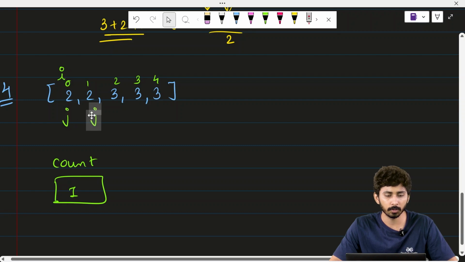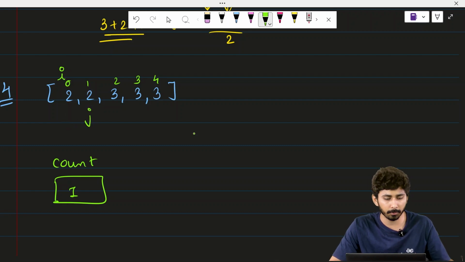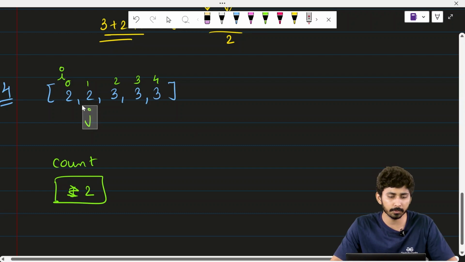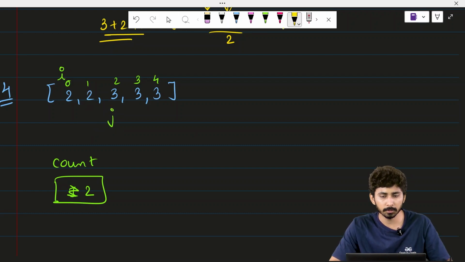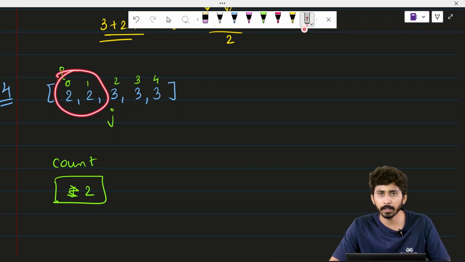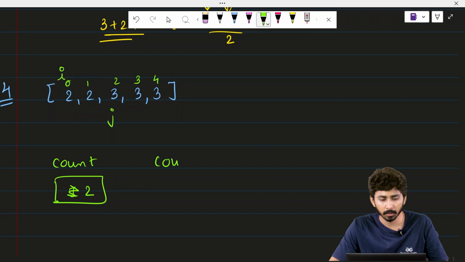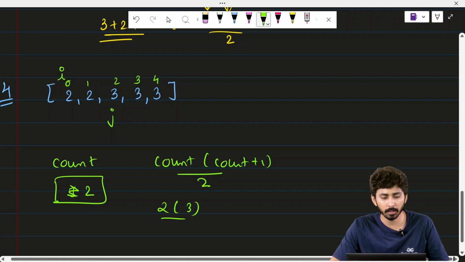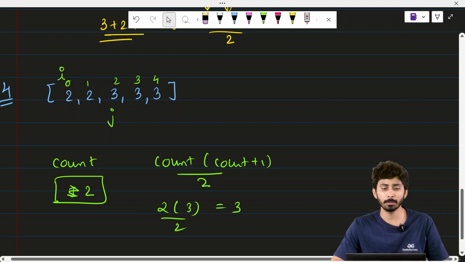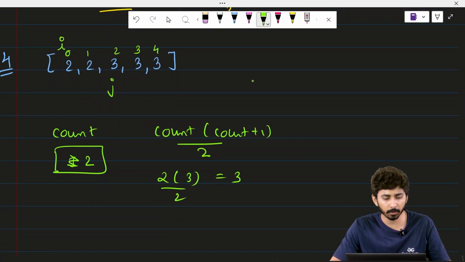Okay, fine. Is this an identical element? Yes. So increment the count. Now count becomes 2. Now if you increment the value of j, is this element identical? No. Okay, fine. So this means you have got 2 identical elements. Now how many subarrays will it calculate? It will calculate count into count plus 1 divided by 2. So this will be 2 into 3 divided by 2, which means 3 subarrays.